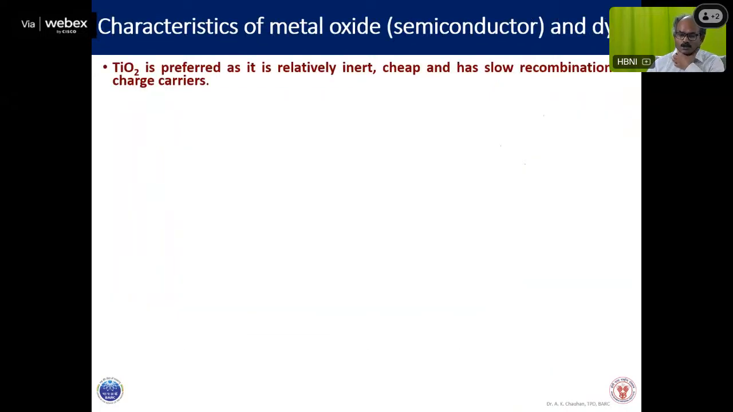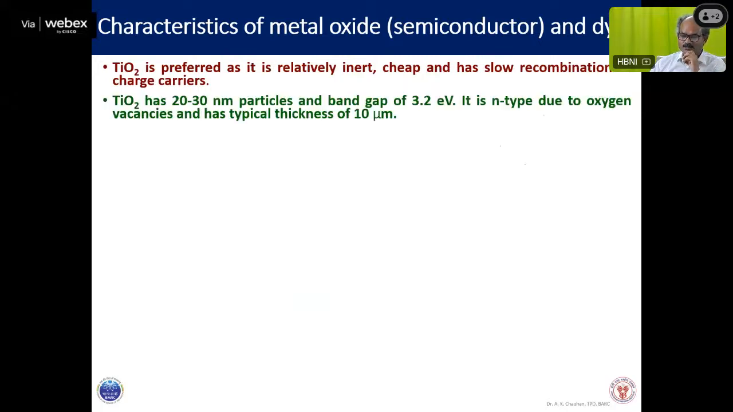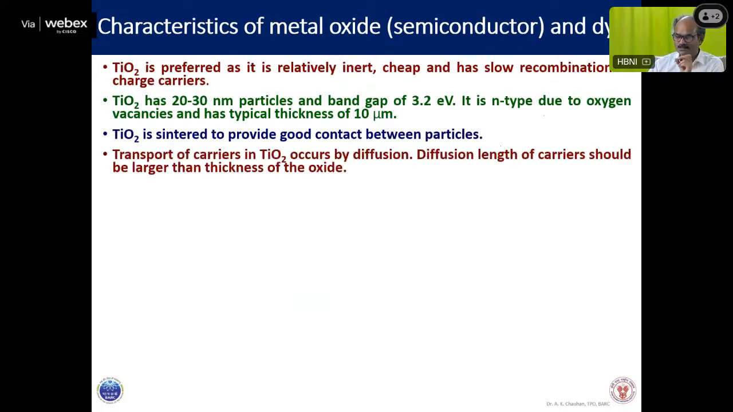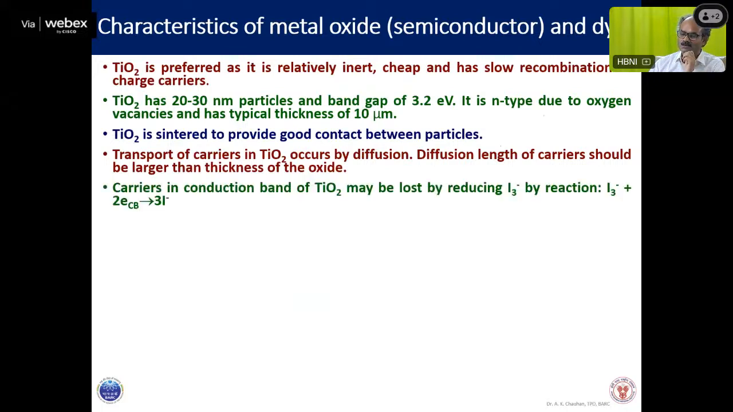These are the typical characteristics of the semiconductor which we use in DSSCs: titanium oxide, TiO2, the particles which I showed. It is preferred because it is relatively inert, cheap, and has slow recombination of charge carriers. TiO2 has particles of about 20 to 30 nanometers and a band gap of about 3.2 eV. Imagine, if it has a 3.2 eV band gap, what spectrum range will it absorb? Just try to calculate. It is N-type due to oxygen vacancies and has a typical thickness of 10 microns.